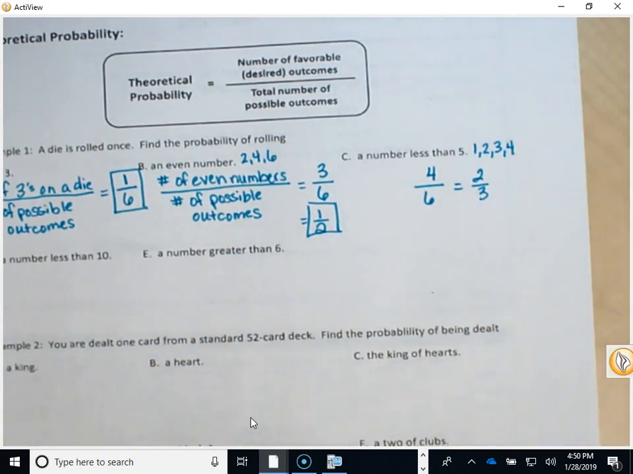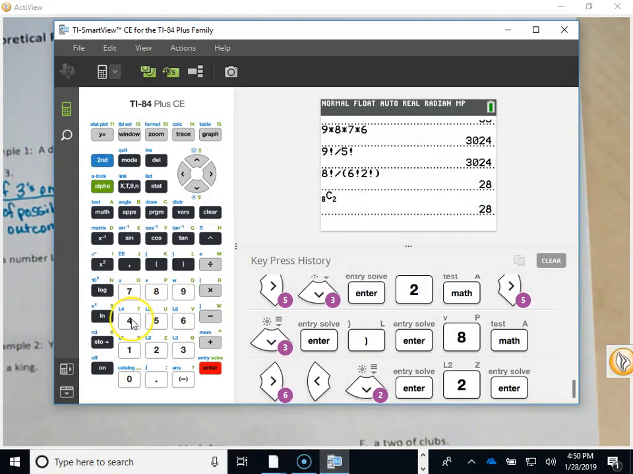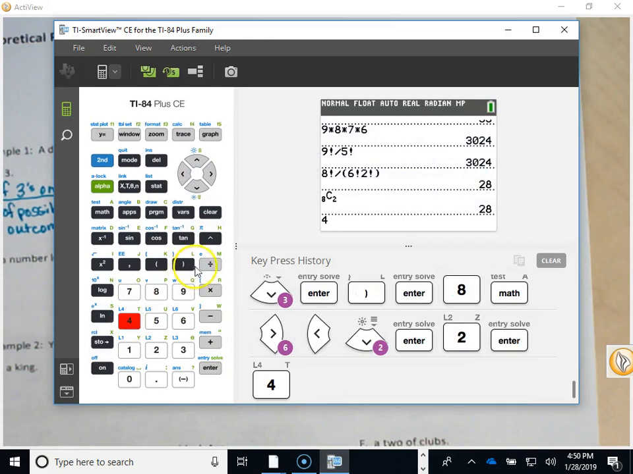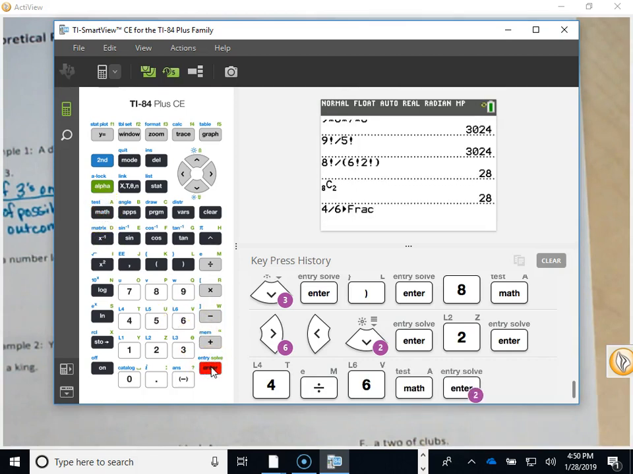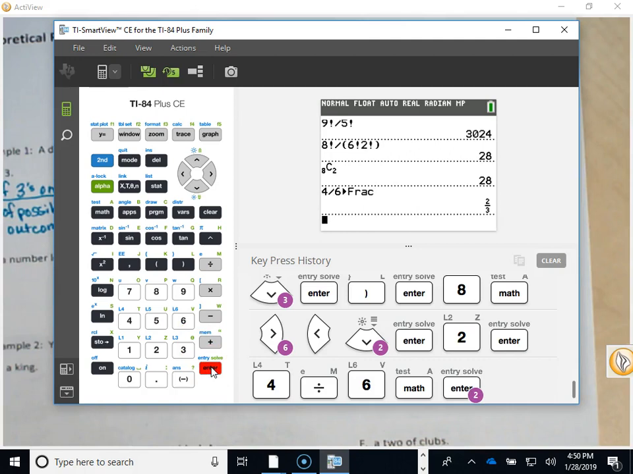And if you struggle with reducing your fractions, let me show you on your calculator how you can do that. So if our fraction is 4 over 6, take 4 divided by 6. Now before you hit enter, hit math, enter, enter. And it'll reduce the fraction for you. So it tells me it's 2/3. So if you struggle with reducing fractions, use that. Type in the fraction and then hit math, enter, enter. All right, back to our notes.